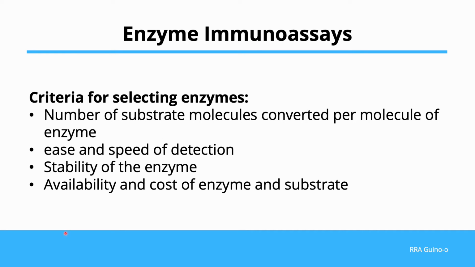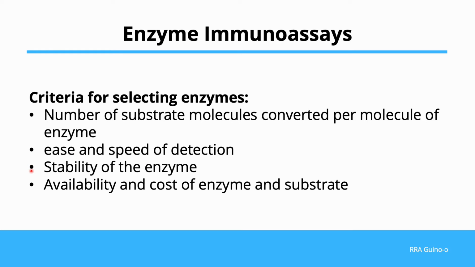Next, let's talk about the different criteria that are used to select the enzymes for our enzyme immunoassay. First is the number of substrate molecules converted per molecule of enzyme. This tells us how fast the enzyme can work and how much signal each enzyme can provide us. The next is the ease and the speed of detection. When we say ease, this tells us how easy it is to perform the test. How many steps does it need? Does it need a variety of holding temperatures? And next is the speed of detection. How fast can we get a positive or a negative result?